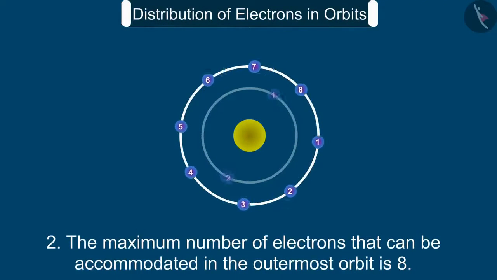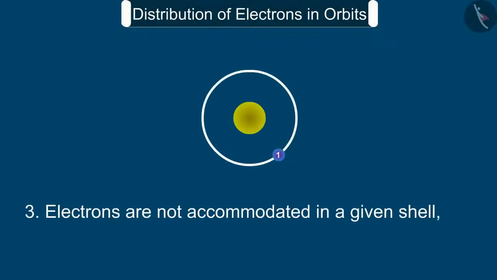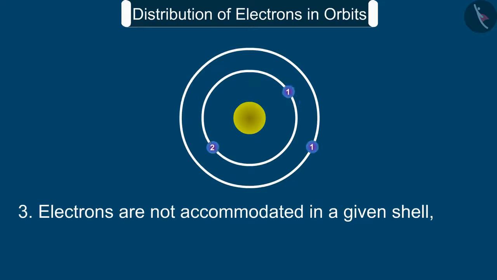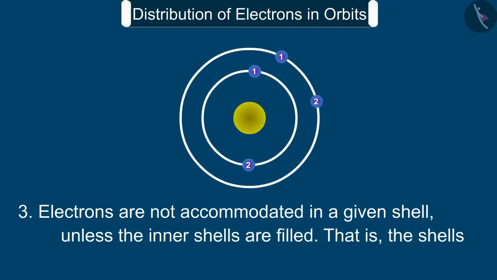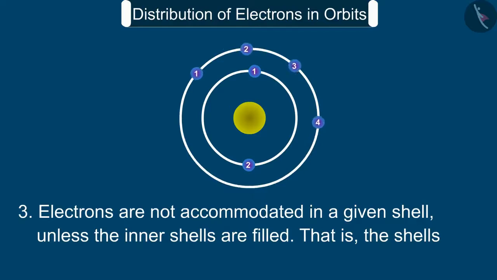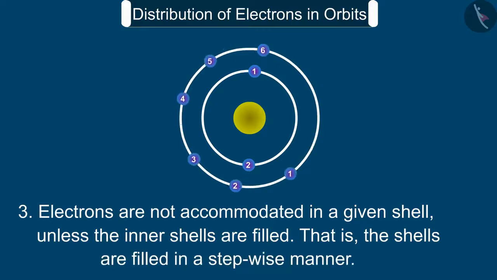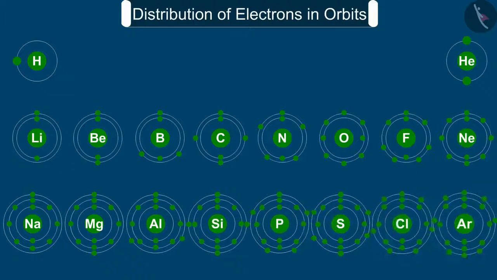2. The maximum number of electrons that can be accommodated in the outermost orbit is 8. 3. Electrons are not accommodated in a given shell unless the inner shells are filled. That is, the shells are filled in a stepwise manner. Atomic structure of the first 18 elements is shown schematically here.